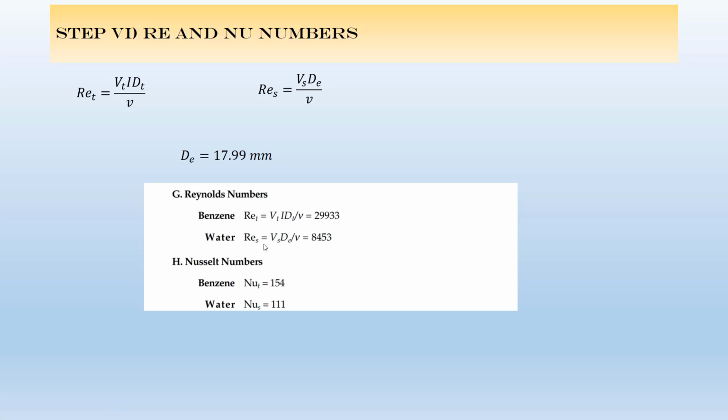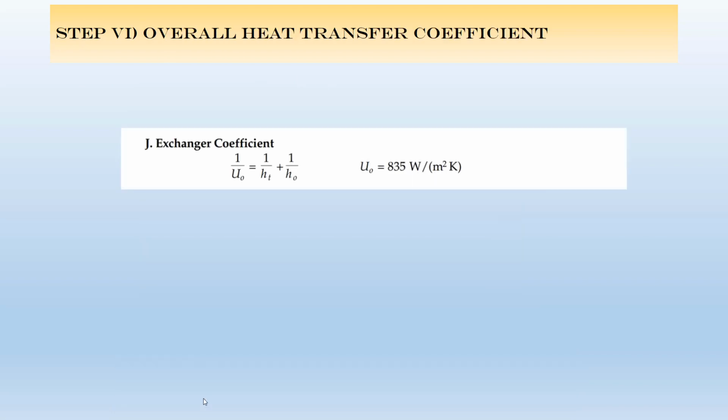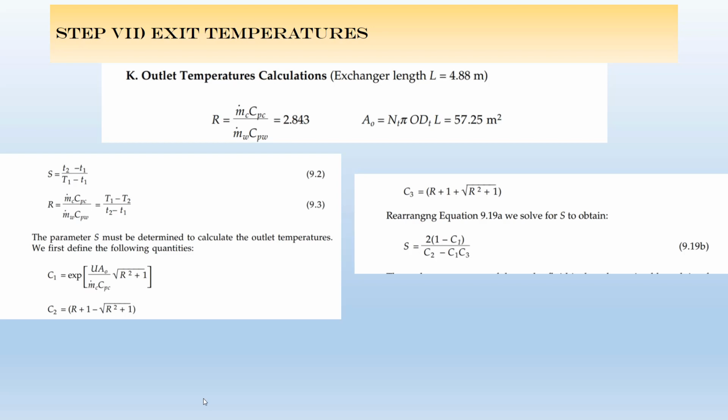So by having the Nusselt number, you can simply find the heat transfer coefficient. Again, keep in your mind that for the tube side, you need to use the IDT to find the heat transfer coefficient, but for the water which flows in the shell side, you need to use the equivalent diameter. So by having the HO, if you assume that this is a new heat exchanger, then you can simply find the overall heat transfer coefficient. Now you found the overall heat transfer coefficient. There are two unknown temperatures, and you can simply find R, and then other parameters to find the exit temperatures.